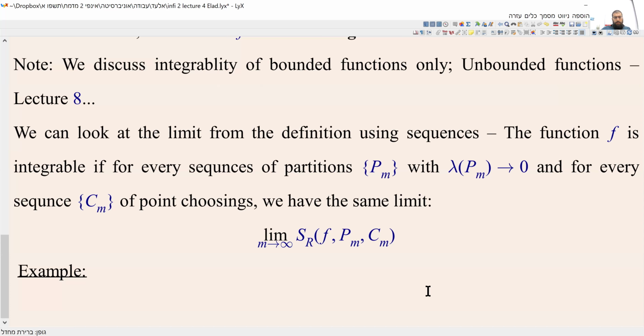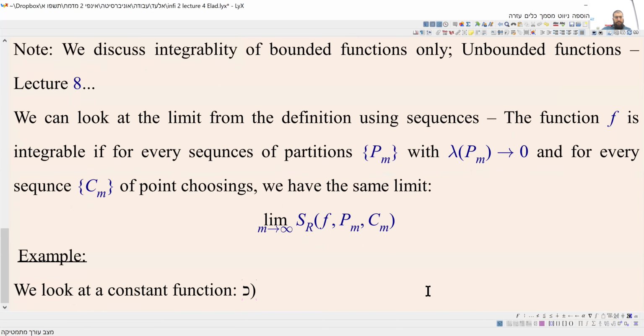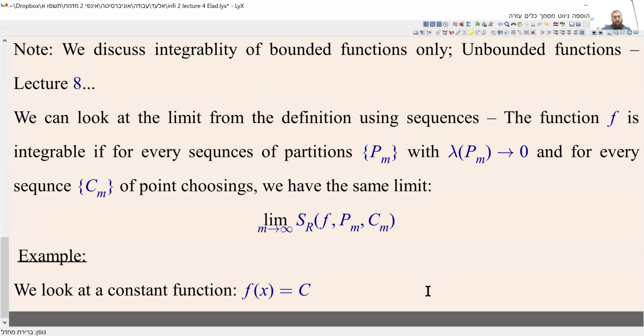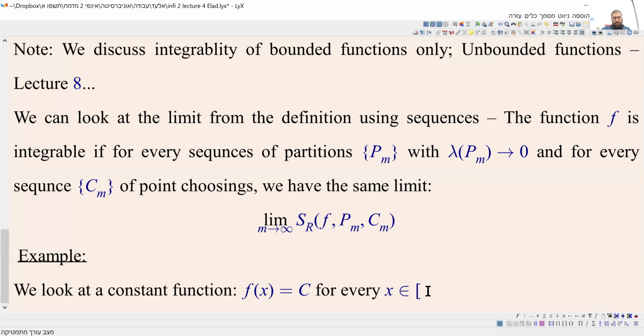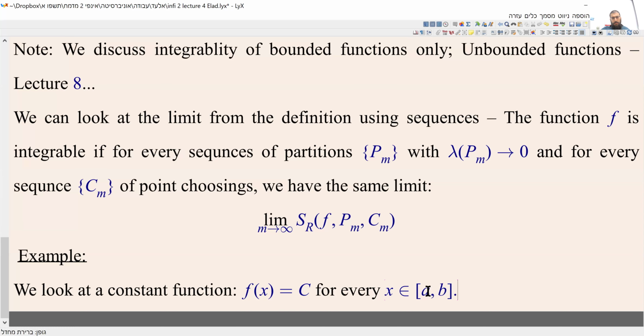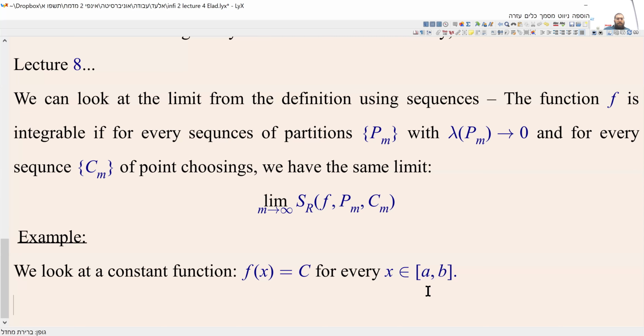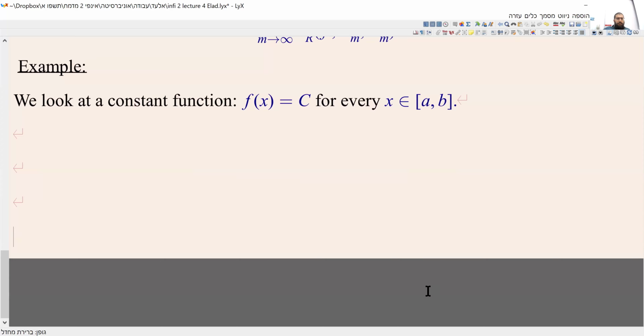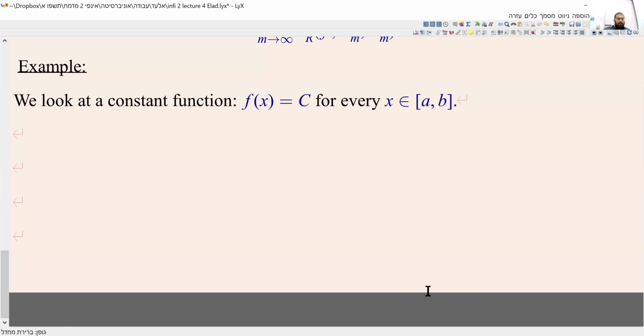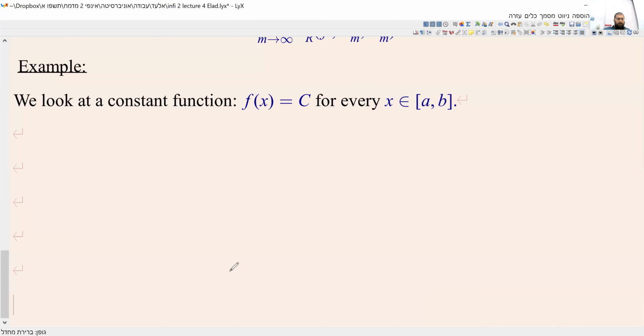Example, we look at a constant function f(x). We will say f(x) is C for every x in our segment [a, b]. Intuitively, the area is very easy to calculate. Let's draw it quickly.